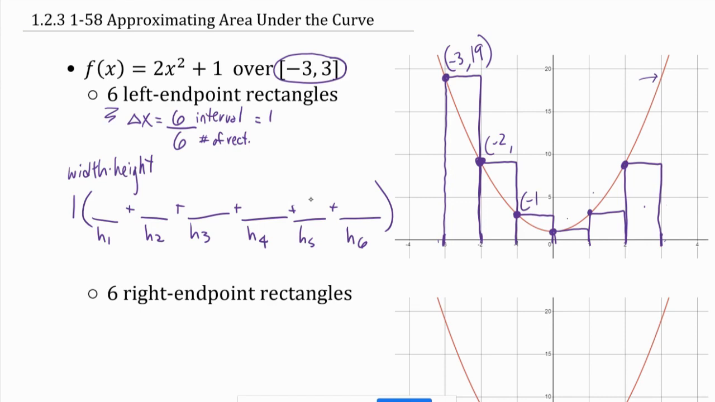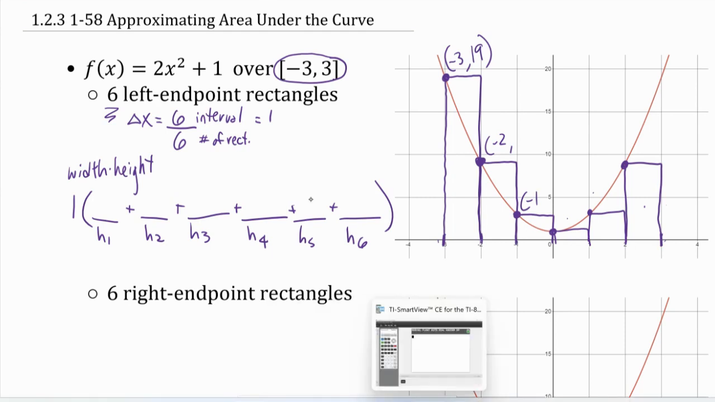I don't have a point at +3, so I'm not going to plug that number in. I should be plugging in a total of 6 x values to get 6 heights. So that is how we can do it without a graphing calculator, is to simply plug the numbers in.